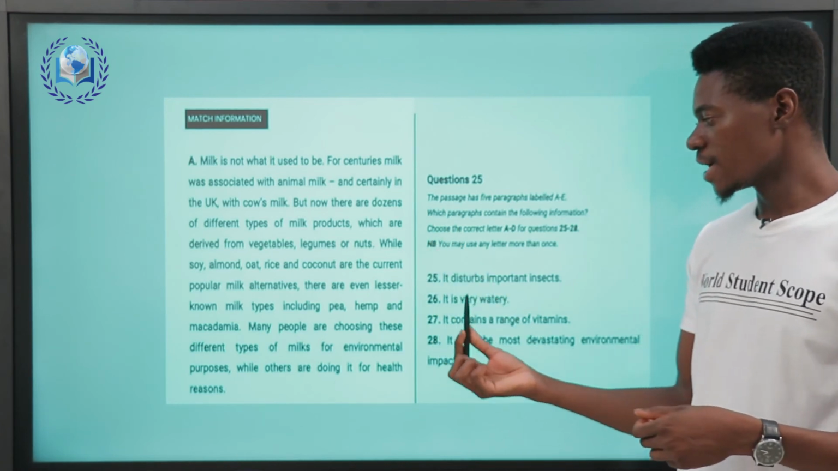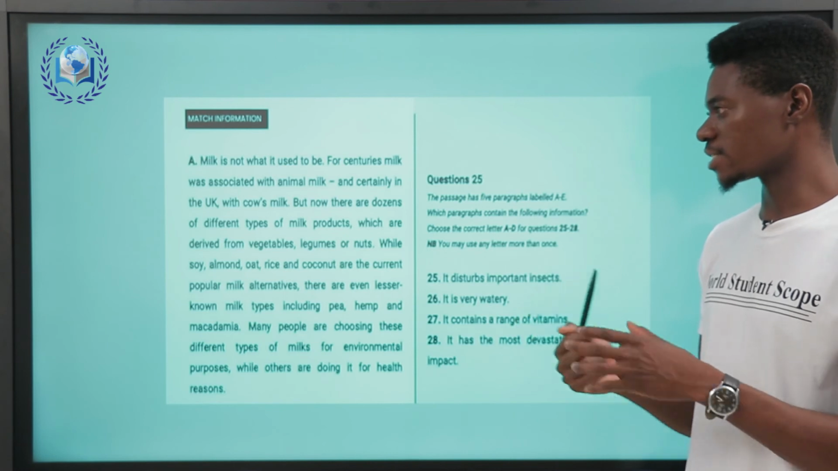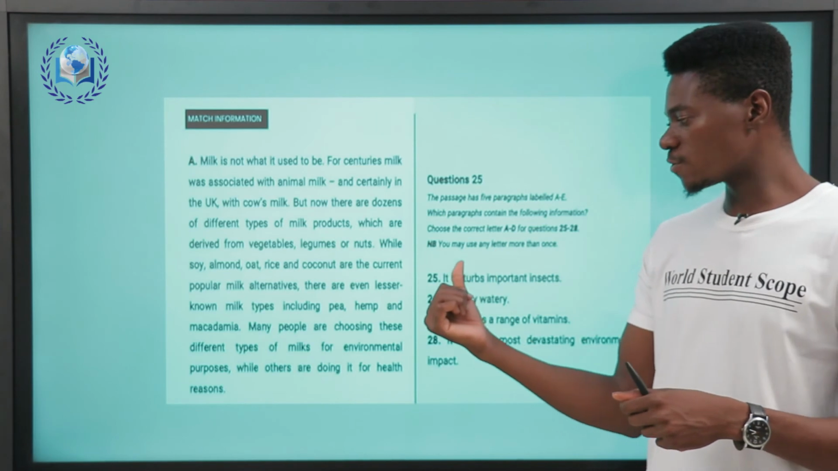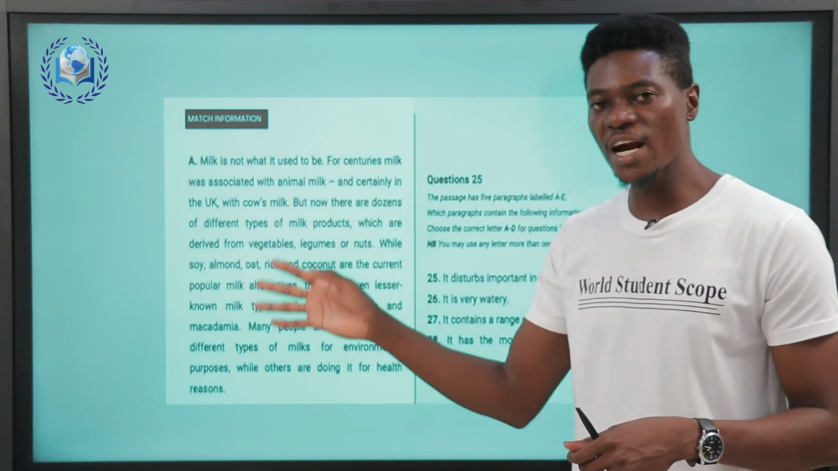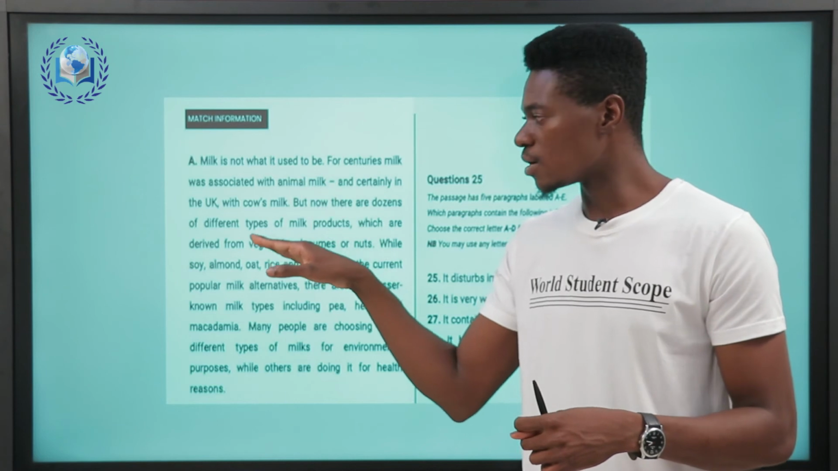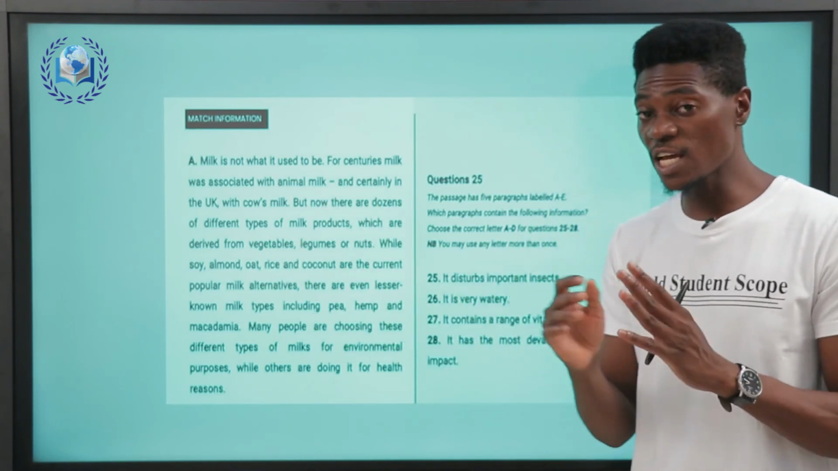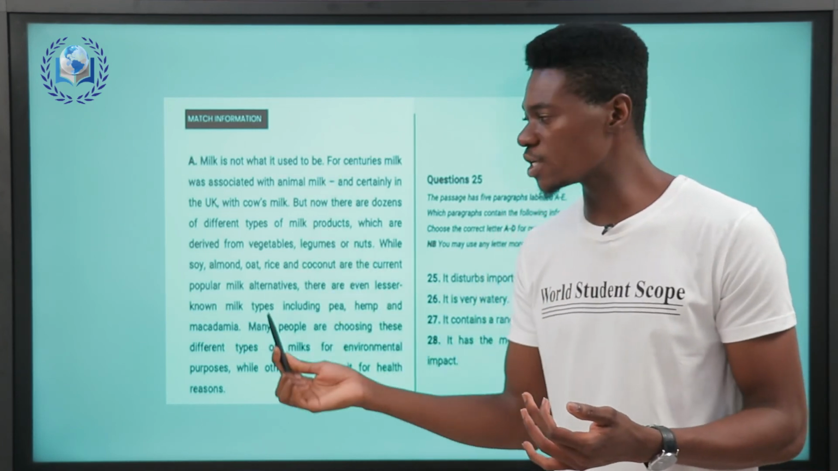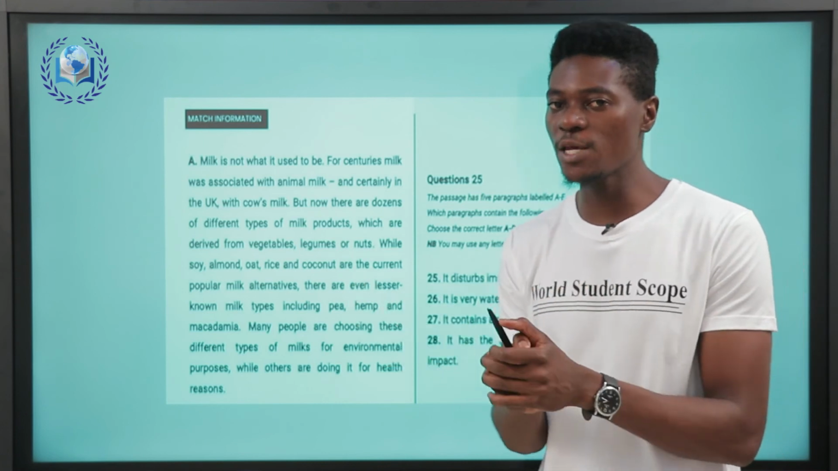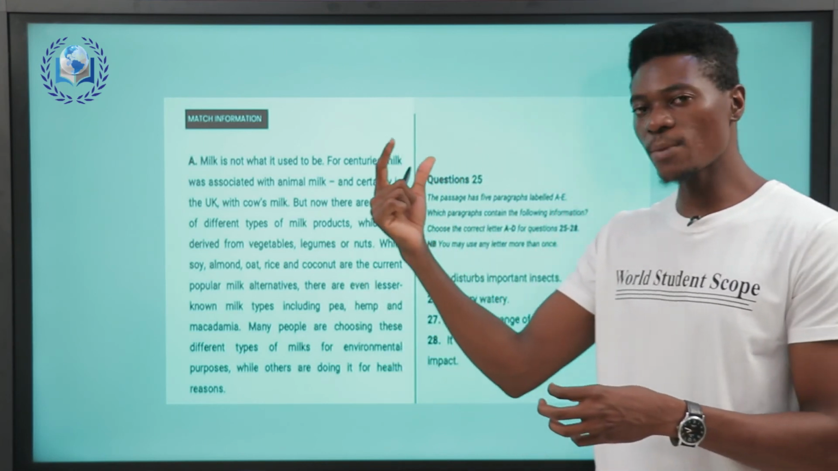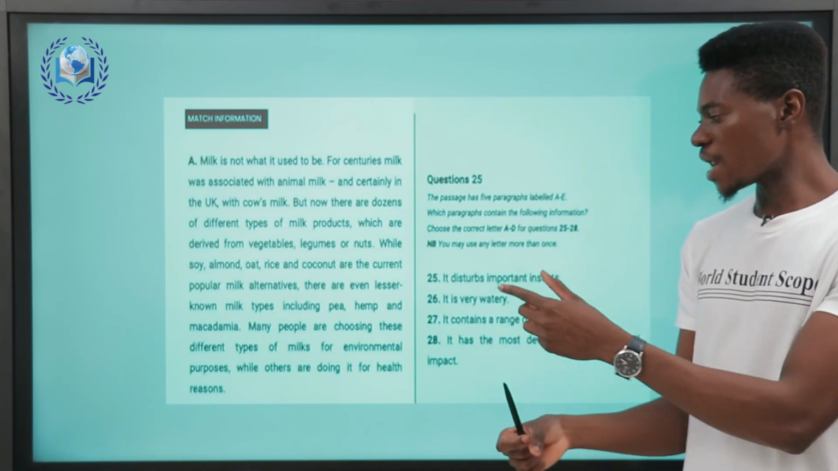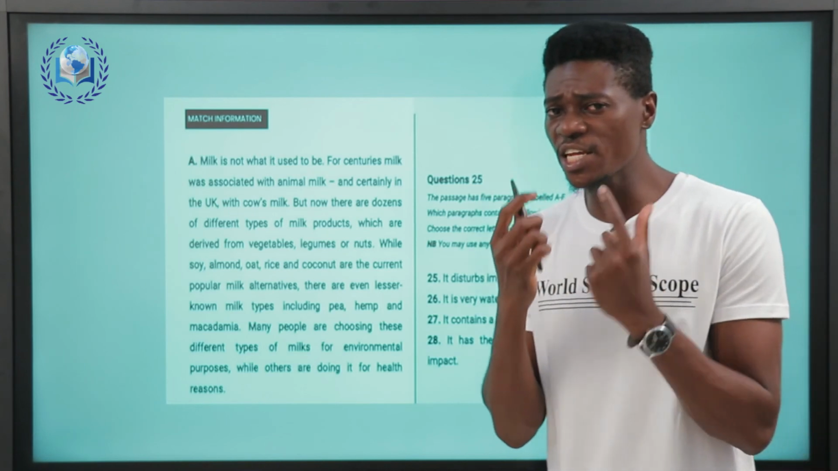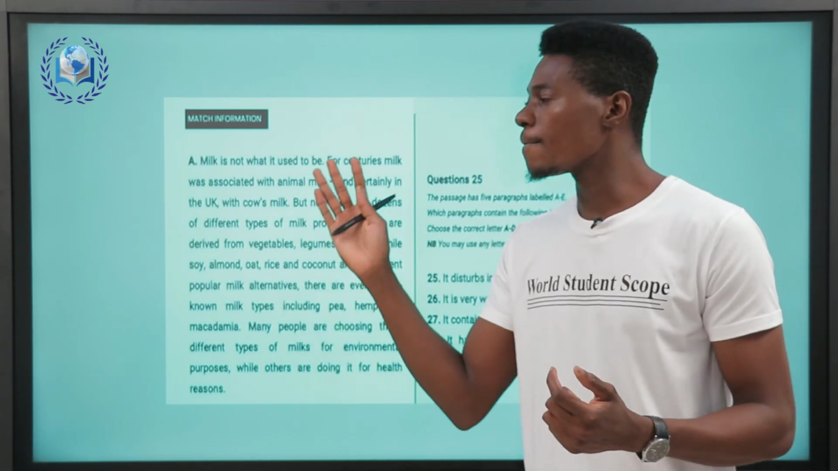For example, we have, it disturbs important insects. So this will be the information. Now you have to find this information in the paragraphs given. If it is this one, or if it is this one, after that you will work out who has said that information after choosing it from the passage. Remember our tip. We start by reading the question, then we come to the passage. And after reading the question, underline your keywords, highlight your keywords, understand what the question needs, and come to find it from the passage.